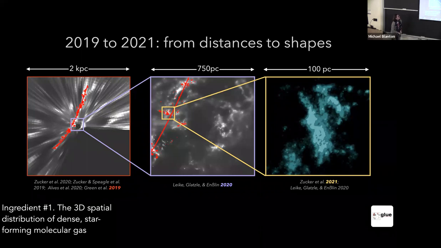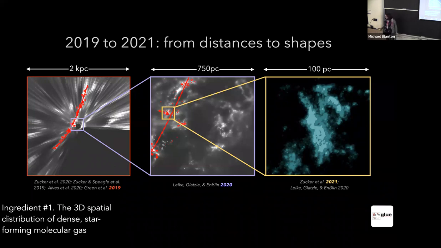But what we're actually going to do is, thanks to very advanced statistical pipelines, use 3D dust mapping to zoom down into individual star forming regions. That's what we're doing here. This is a cutout from a new 3D dust map from Leike, Glatzle, and Ensslin in 2020, which uses something called information field theory to map out the distribution of star forming gas at 1 parsec resolution, which is unprecedented resolution for people who study star formation.